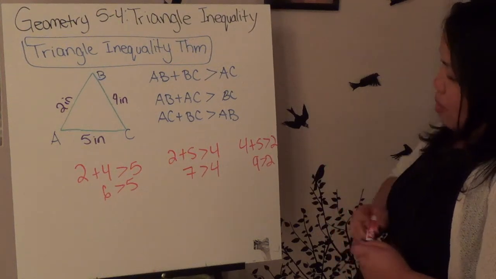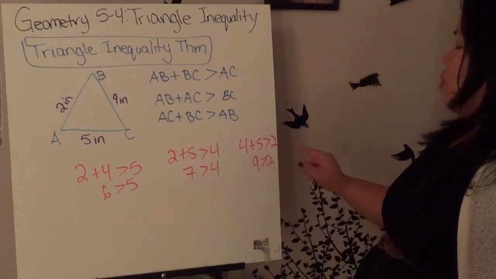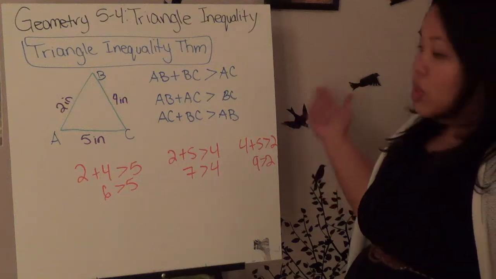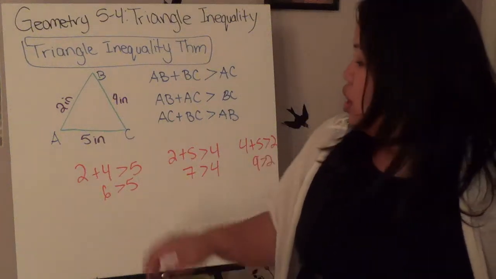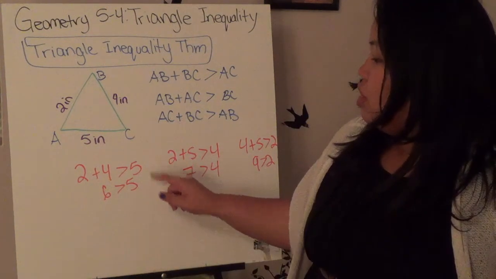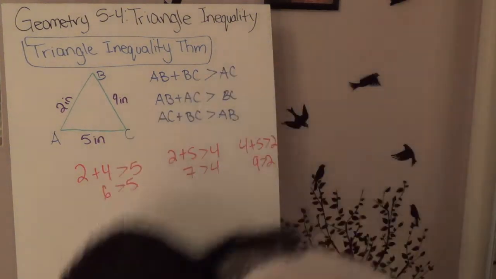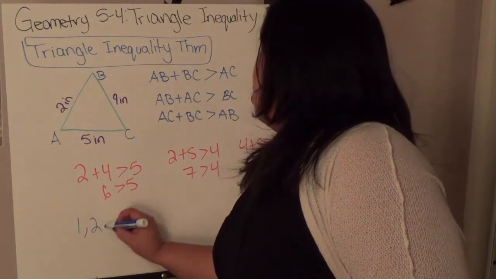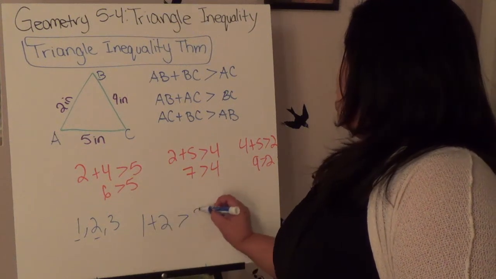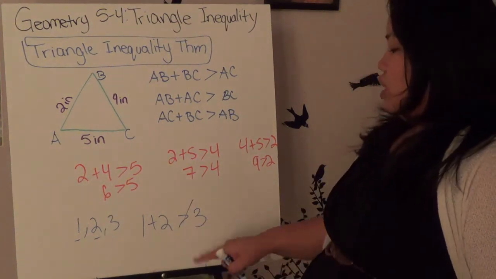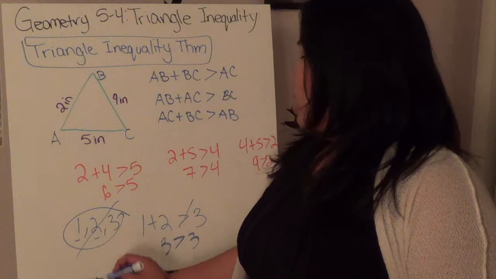So if you can see here, automatically these two are going to be correct because 5 is already bigger than 4, and 4 is already bigger than 2, and 5 is already bigger than 2. So what I really need to check is, are the two smallest bigger than the largest side? If my sides are 1, 2, and 3, my two smallest are 1 and 2, so 1 plus 2 is not bigger than 3. In fact, it equals 3, so 3 is not bigger than 3. So this could not be a triangle.